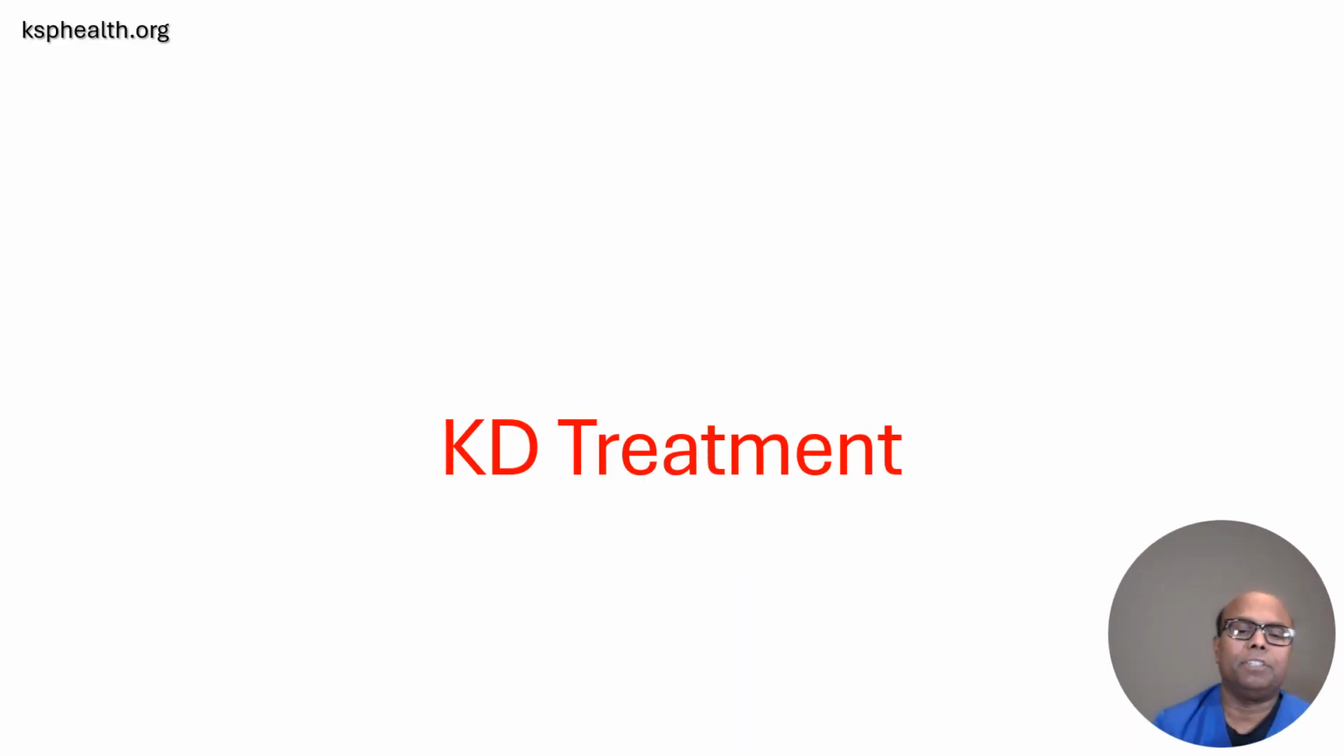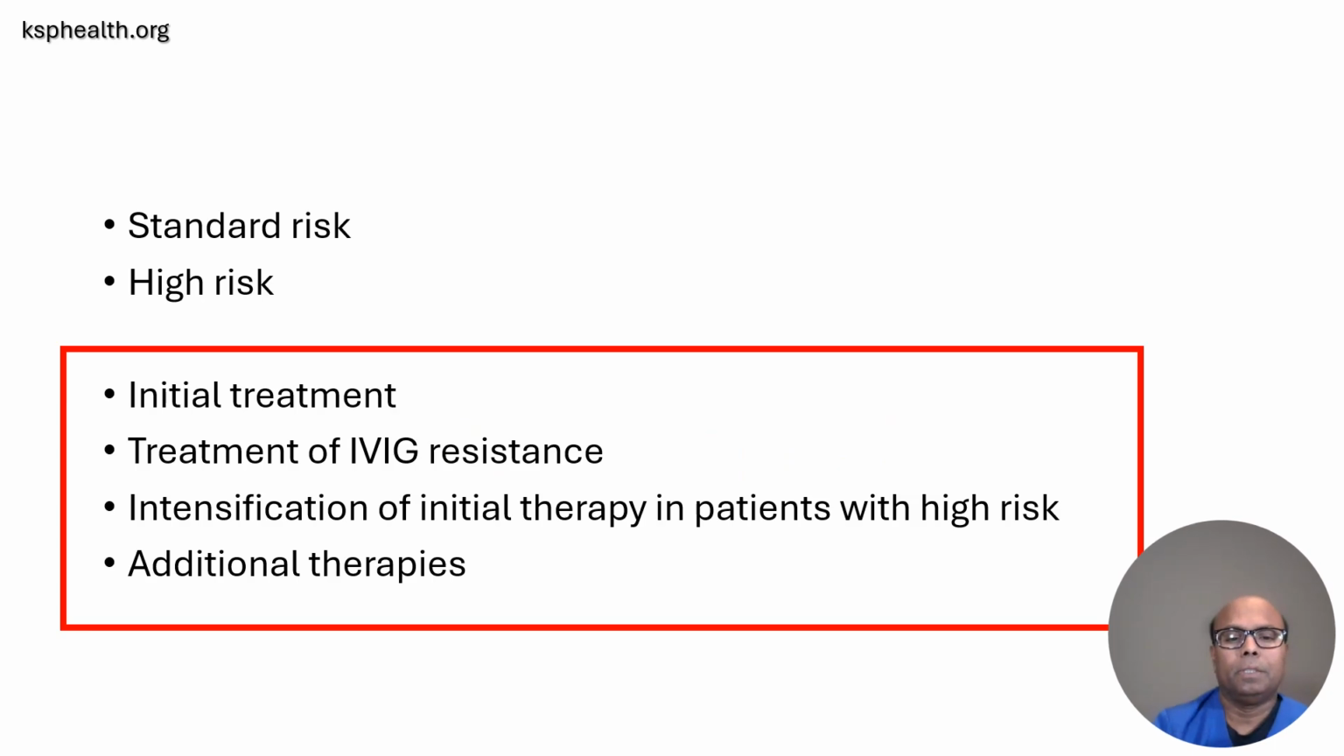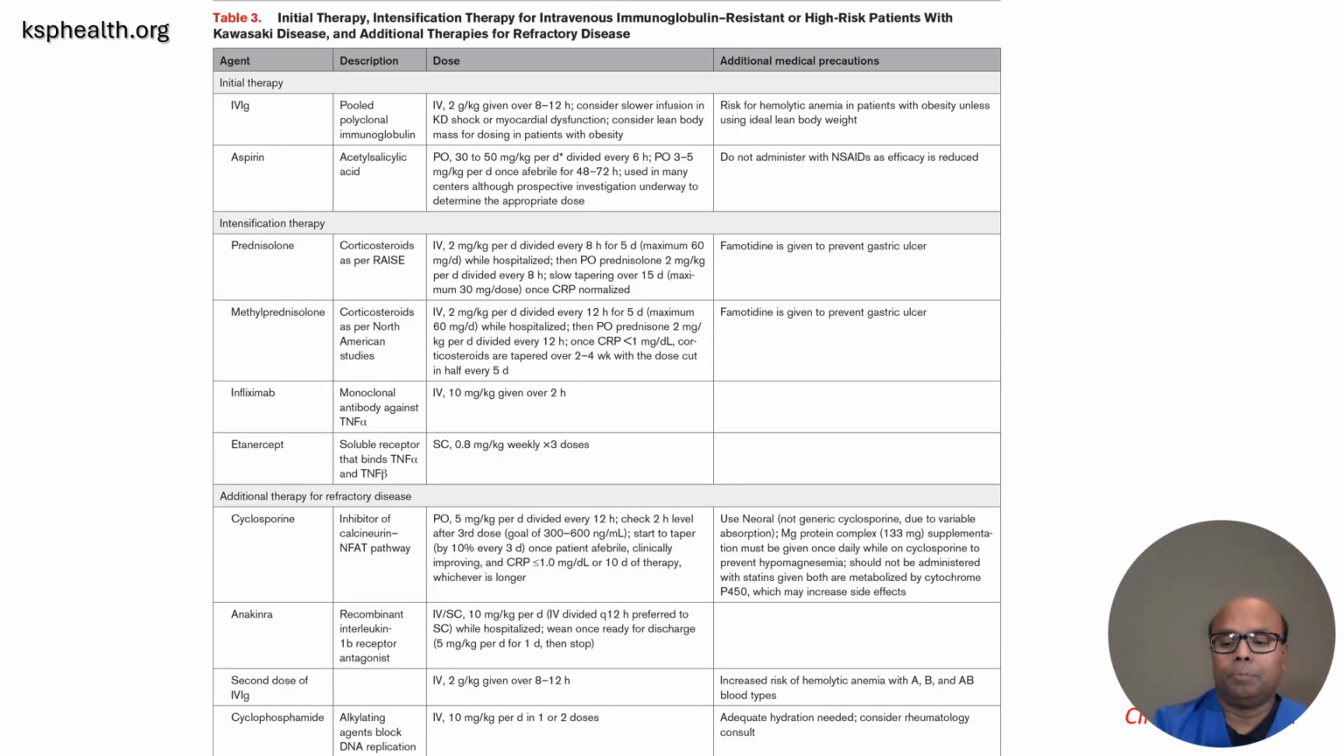Let's talk about Kawasaki disease treatment. Again, Kawasaki disease is categorized into 2 categories, standard risk and high risk. The treatment has 4 parts: initial treatment, treatment of IVIG resistance, intensification of initial therapy in patients at high risk, and additional therapies. We will go into detail about this.